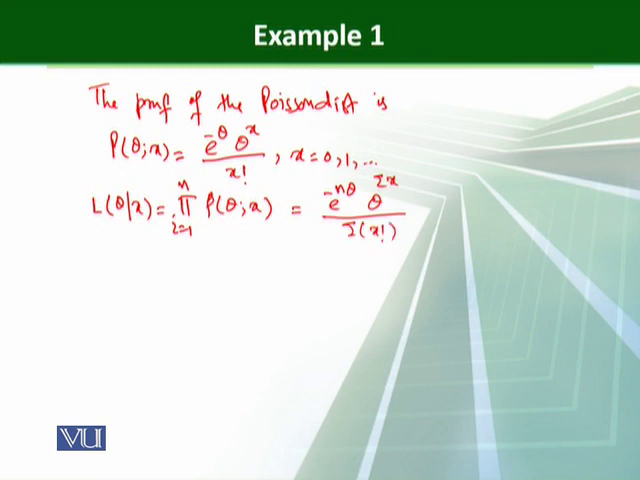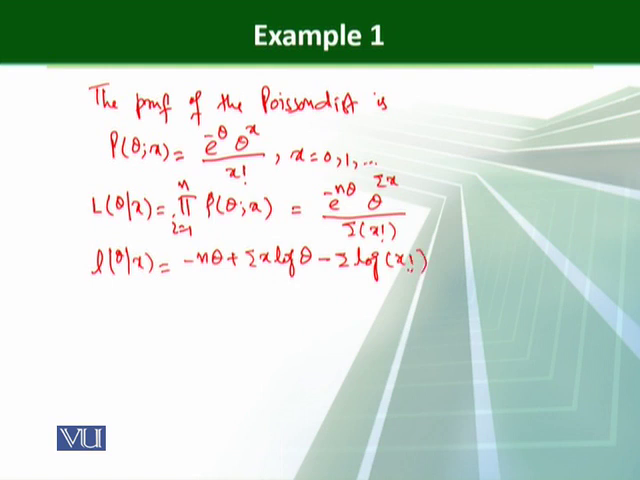So that we can easily manipulate things, we take the log of this function. When taking the log, the standard notation is to represent the capital L by small l. So small l represents the log likelihood function of the respective density. That is minus n theta plus sum x log theta minus sum log x factorial.